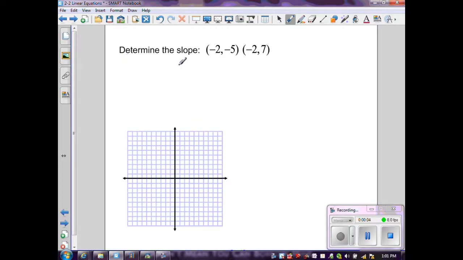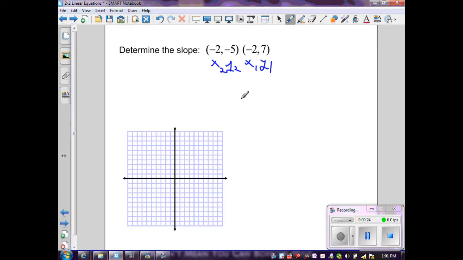Another example, we have (negative 2, negative 5) and (negative 2, 7). Let's label x sub 2, y sub 2, x sub 1, y sub 1. Again, you can change the y sub 1 and y sub 2 and the x sub 2, x sub 1. It doesn't matter as long as you start and finish the same way.